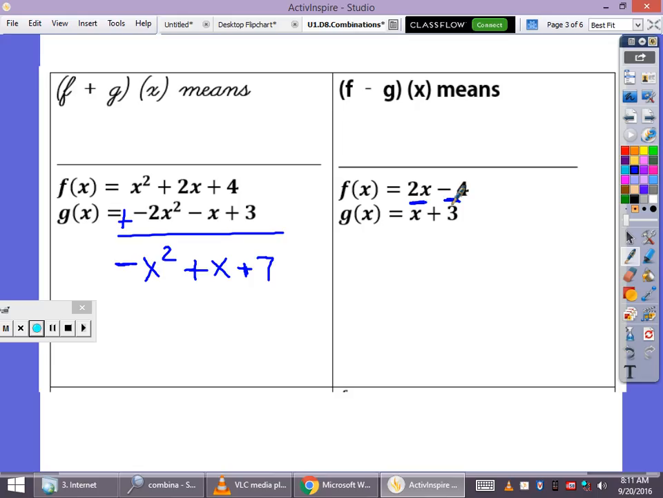Okay? I'm going to give you 30 seconds to attempt this one. All right, let's check your answer. 2x minus x. Negative 4 minus 3, negative 7. Remember, it's minus all of g of x, not just the first term. Okay?